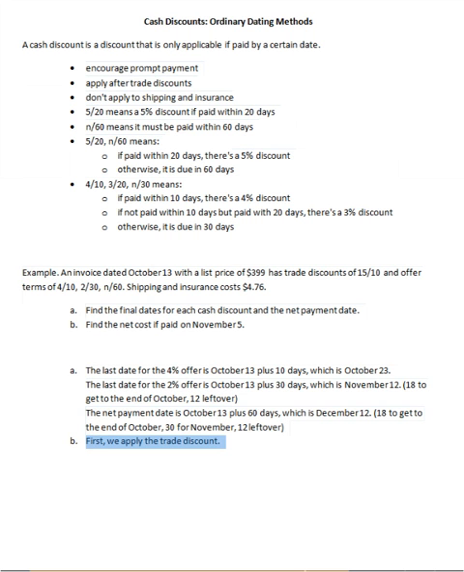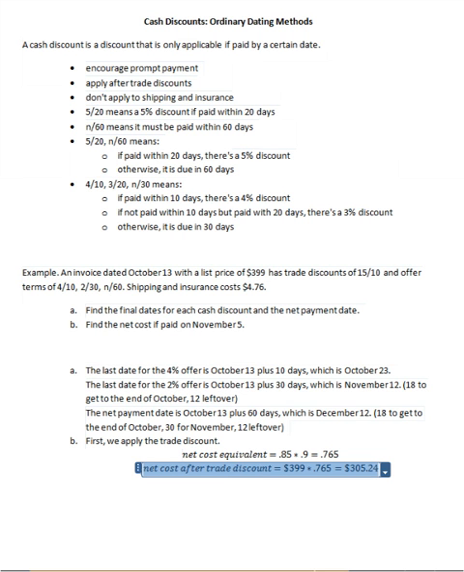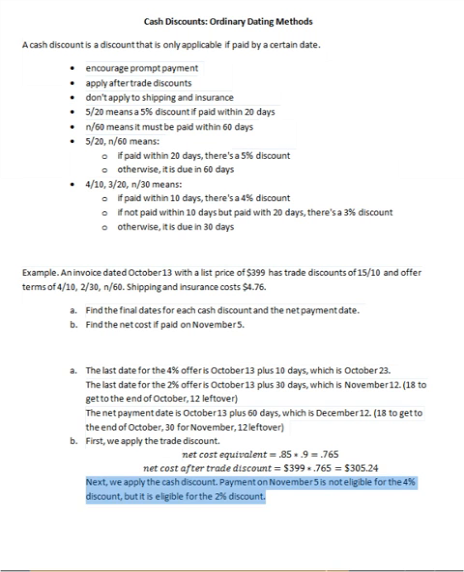So first find the net cost equivalent. The complement of 15 is 85, complement of 10 is 90, so 0.85 times 0.9 gives us 0.765. So the net cost after the trade discount will be $399 times 0.765, which is $305.24. Then we apply the offer terms, which we already discussed is going to be the 2%. So we take 305.24 times 0.98 to get 299.14.